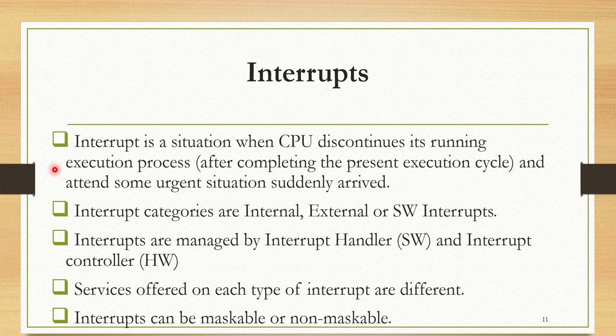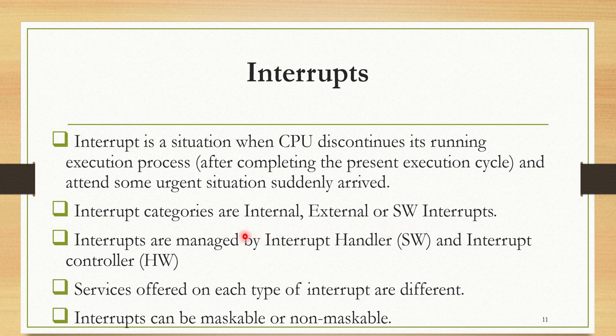So there is one cycle. Suppose the CPU has fetched data and it is executing. Then some interruption has come. So what does the CPU do? It completes the process of execution, I mean it executes the instruction and stores the data in the register. Then it gives attention to the interrupt. And where can an interrupt come from? It can come from any place: because of an internal problem, because of an external problem, or because of software interrupts.